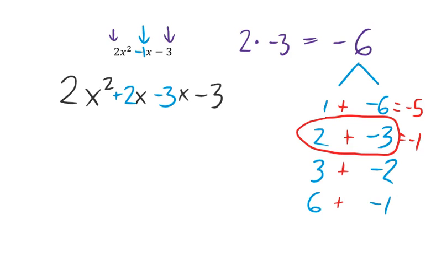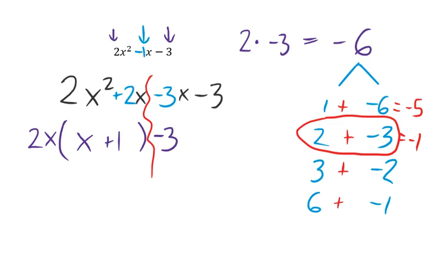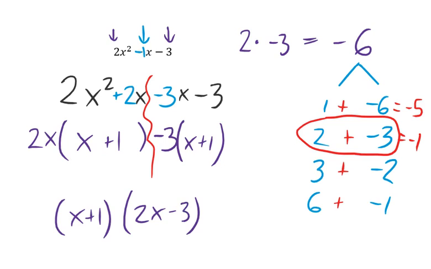And now that there are 4 terms, I factor by grouping. Out of the left side, I can take out a GCF of 2x, and that leaves behind an x plus 1. Out of the right side, I could take out a GCF of negative 3, negative because it was negative up here. And when I take out that negative 3, I'm left with x plus 1. So overall, this factors to x plus 1 times 2x minus 3. X plus 1 from here, and 2x minus 3 came from up here.